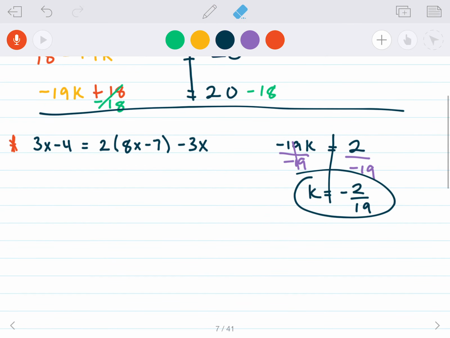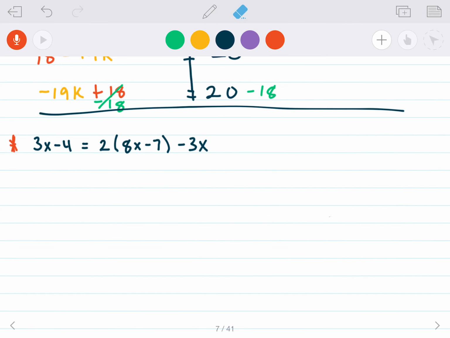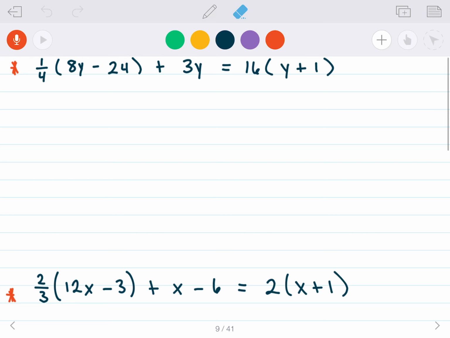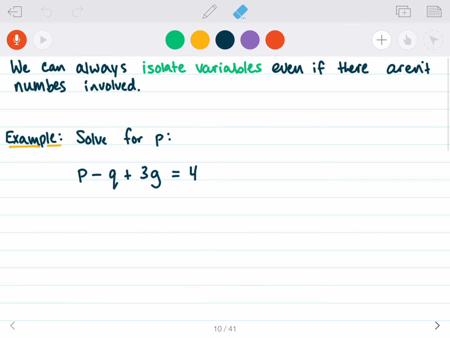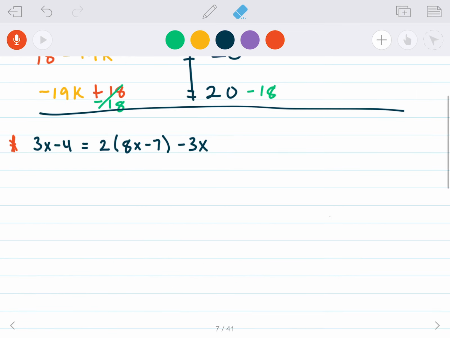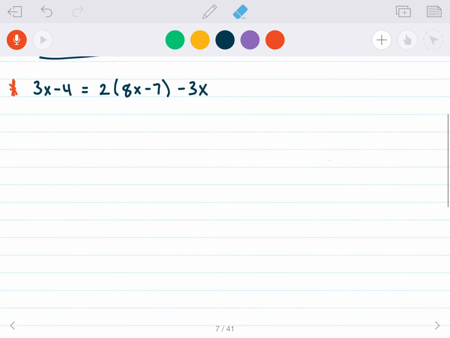Okay, let's do one more here, and let's see how many more we have to do. Okay, we've got quite a bit. Alright, let's try this one. Draw my line through the equal sign. Do I have parentheses to get rid of? Yes, I do. I have this guy right here.